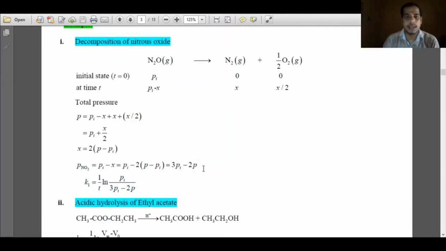Now I'll use the first order rate expression. The first order rate constant expression is 1 over t ln, the numerator was the initial concentration divided by the concentration after some time t. So instead of initial concentration, we'll take initial partial pressure, and instead of concentration after some time t, we'll take the partial pressure of nitrous oxide after some time t. So what is the partial pressure of nitrous oxide after some time t of the reaction? 3Pi minus 2P. So if I substitute that, I'll get a rate expression like this, K1.